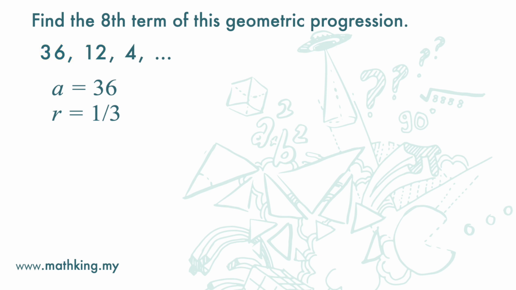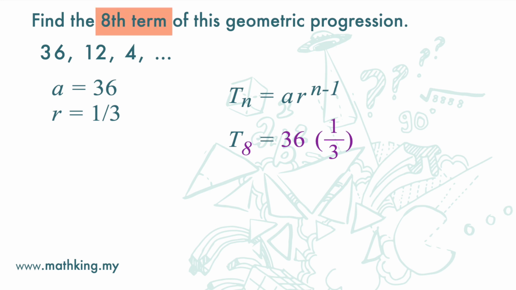Now to find the 8th term, we make use of this equation. What we want to find is T8, the 8th term. A is 36, we plug in this number. R is 1 over 3, we plug in this number. n is 8, we want to find the 8th term. And we get 4 over 243.